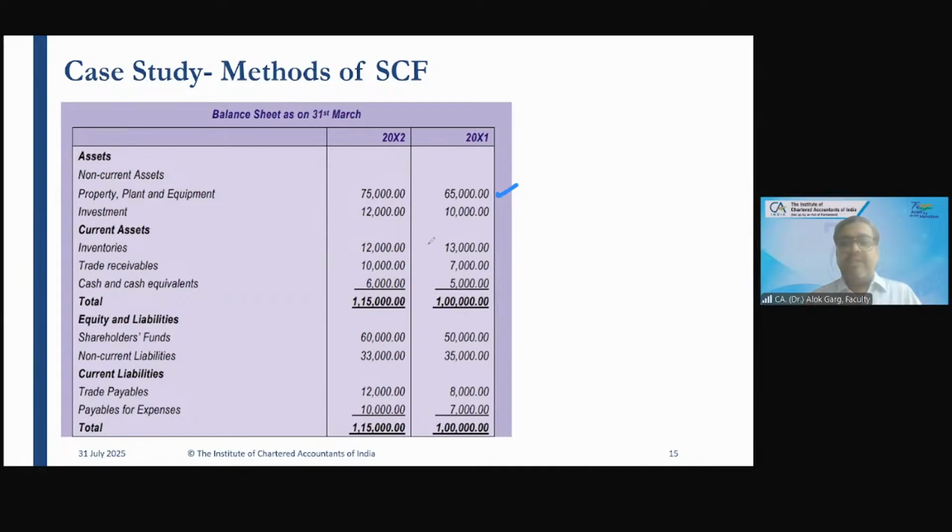Inventory from 13,000 will become 12,000, which means there is a sale of inventory. Trade receivable from 7,000 has gone up to 10,000. It means less money has been received. Cash and cash equivalent 5,000 to 6,000.